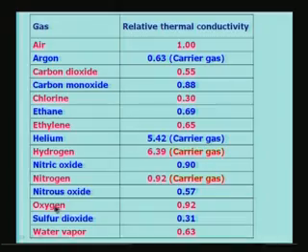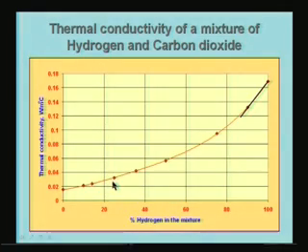So, let us look at the thermal conductivity of a mixture of hydrogen and carbon dioxide, just a schematic. So, if I put percent of hydrogen in the mixture as the x axis and the thermal conductivity in watts per meter degree Celsius, you see that if the percentage of hydrogen is 0, that means all CO2, the value is around here, 0.015, something like that. And if I go to 100% hydrogen, you see that it is 0.17 or 0.165 or something like that.